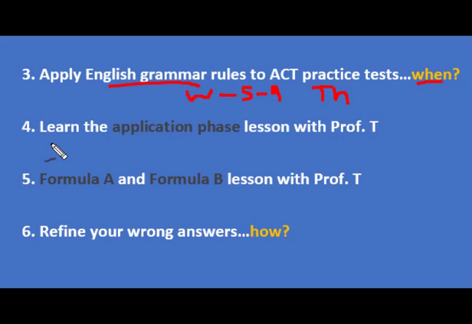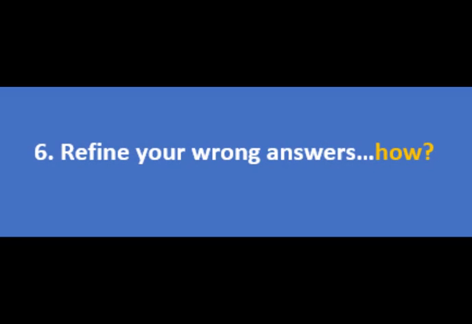Step number 4, we're going to go ahead and learn what's called the application phase with Professor Thomas. You'll need to set up a private one-on-one appointment for that. Finally, Formula A and Formula B with Professor Thomas as well. That is a one-on-one session. Both of these sessions, you'll learn exactly how to work with Formula A and B and the application phase according to your learning style.